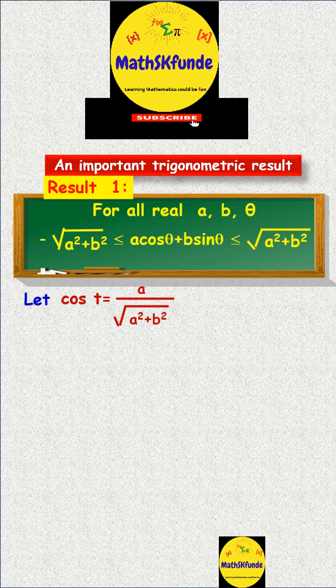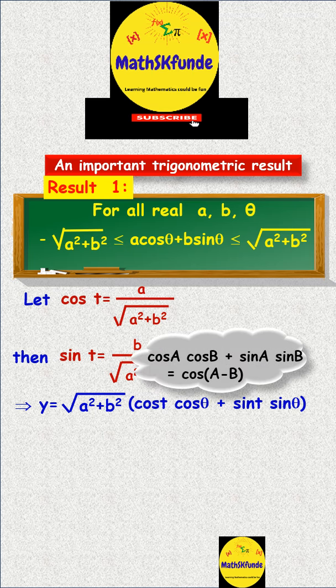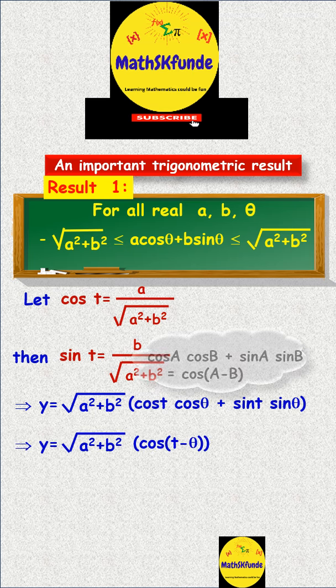Now I take cos t as a upon under root a square plus b square. Why do I say so? Because just now we have seen a upon under root a square plus b square lies between -1 and 1. And that actually gives me sin t as b upon under root a square plus b square. And by taking these two quantities as cos t and sin t, y's expression gets simplified to under root a square plus b square into cos t cos theta plus sin t sin theta. And we know cos a cos b plus sin a sin b is cos a minus b. Using this formula, I write y as under root a square plus b square into cos t minus theta.